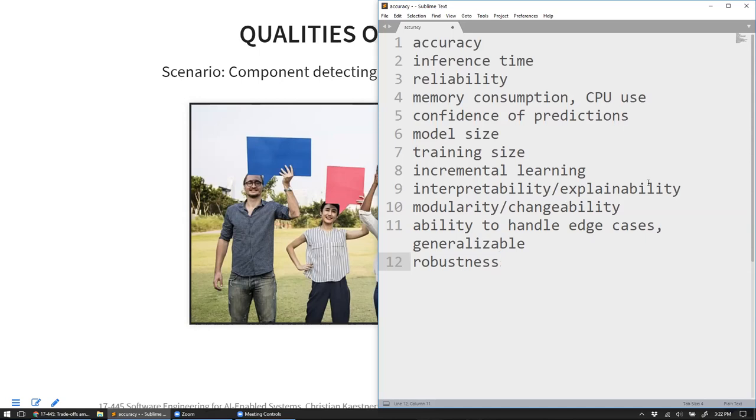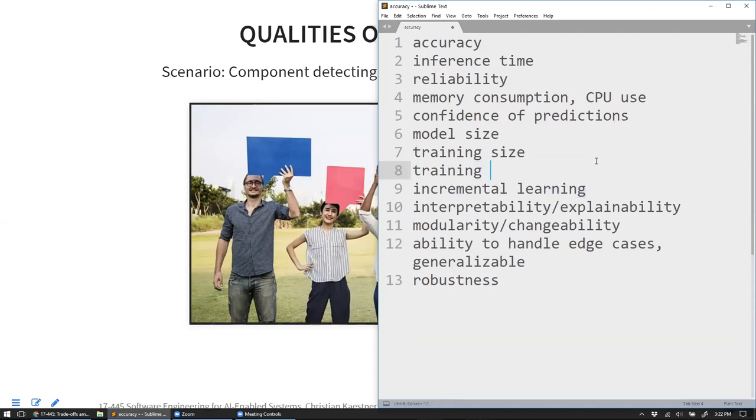Whereas maybe incremental learning or training time, did I not write down training time? Training time is maybe less important. In a car, we don't have a supercomputer, but we also don't need to worry about the smallest embedded system probably, right? So that's maybe not the most important thing here. So we can think about some of these qualities being more important than others.